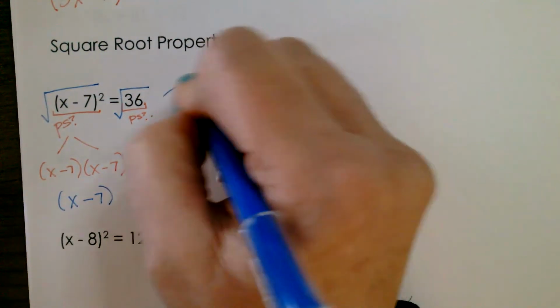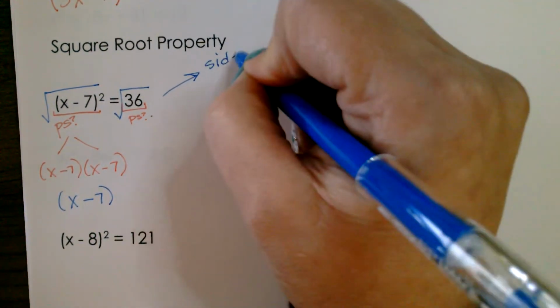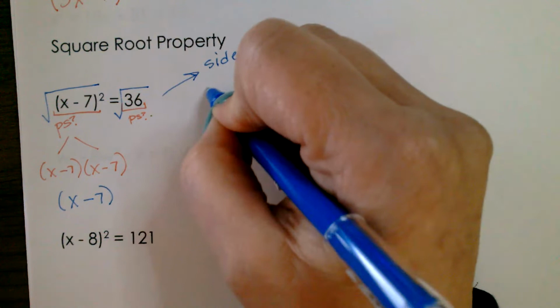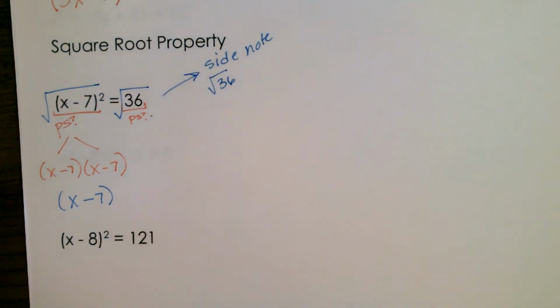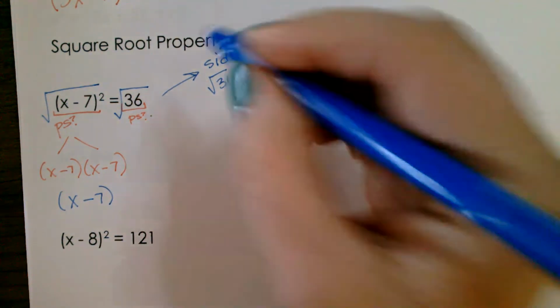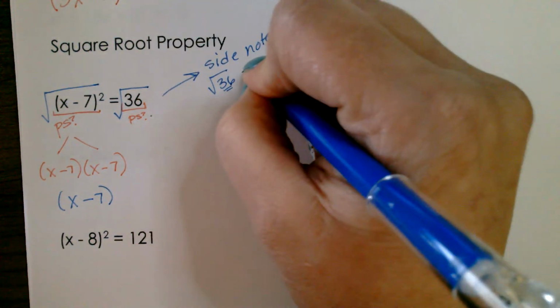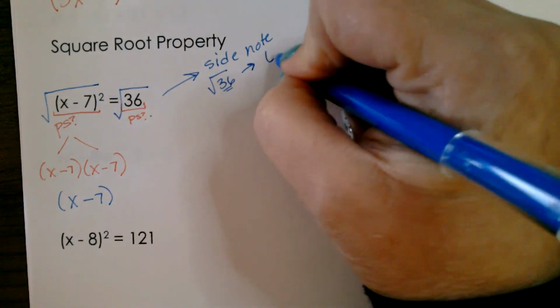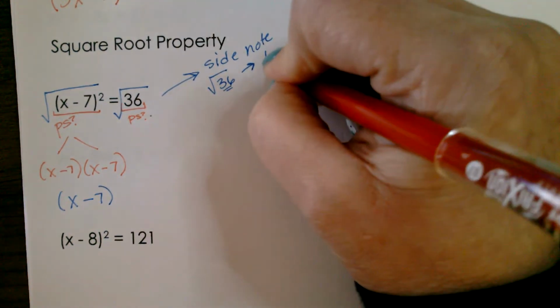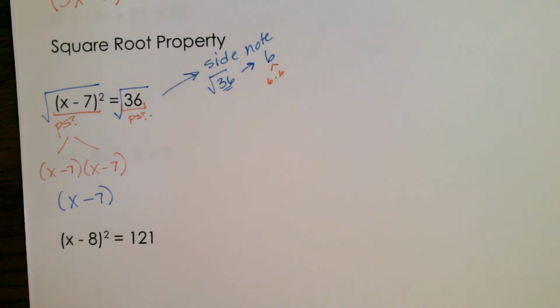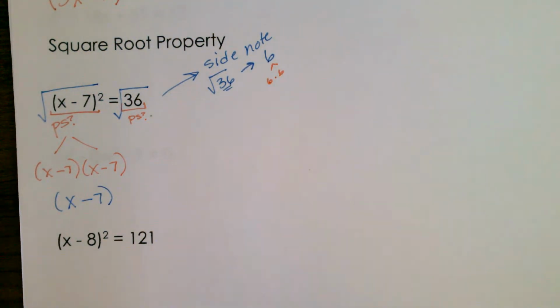Now, we need to do a little side note. What is the square root of 36? Remember, the square root is telling me what number times itself will get me back to here. Well, what number times itself will get me back to 36? 6 will, because 6 times 6 is 36. Is there another number that when I multiply it times itself, I would get back to 36?